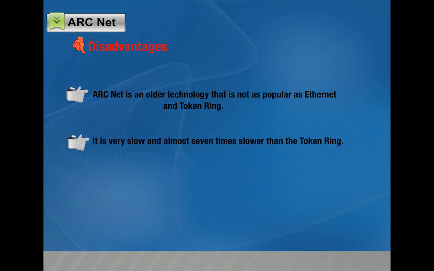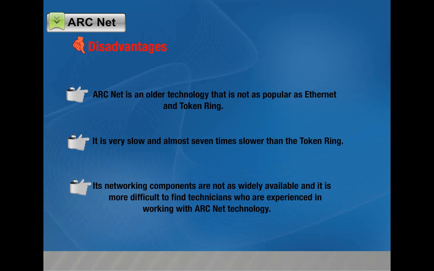Disadvantages of ARCNET. ARCNET is an older technology that is not as popular as Ethernet and token ring. It is very slow and almost 7 times slower than the token ring. Its networking components are not as widely available, and it is more difficult to find technicians who are experienced in working with ARCNET technology.